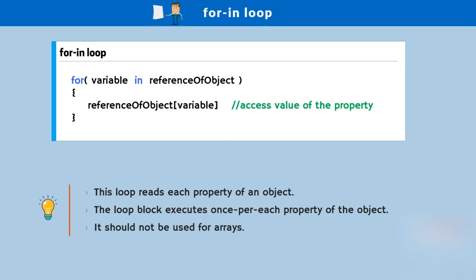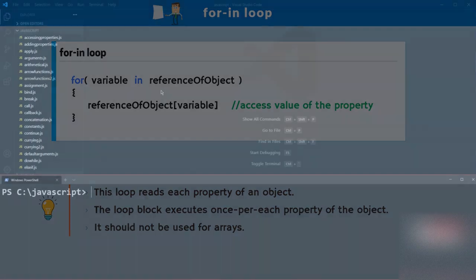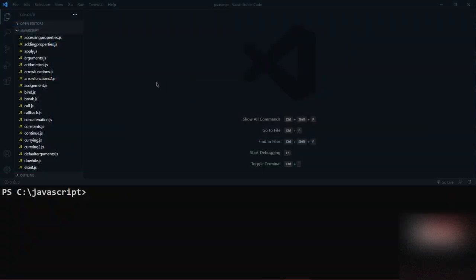But in a different case, let's say for example, there is an object with two properties, that is first name and last name, and you want to convert both into uppercase. So you want to convert uppercase for both properties, that is, you want to perform the same process for both properties. In that case, for in loop is recommended. So let me demonstrate this by an example.